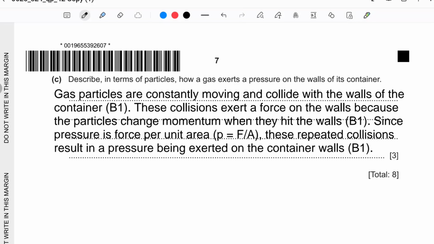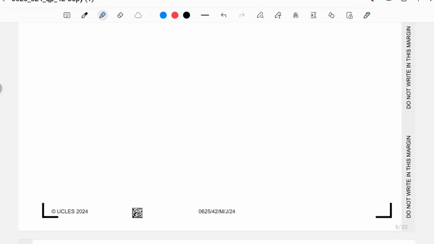Describe in terms of particles how a gas exerts a pressure on the wall of its container. Gas particles are constantly moving and collide with the walls of the container. These collisions exert a force on the wall because the particles change momentum when they hit the walls. Since pressure is force per unit area, these repeated collisions result in a pressure being exerted on the walls of the container. So these are the 3 points you have to include in your answer.